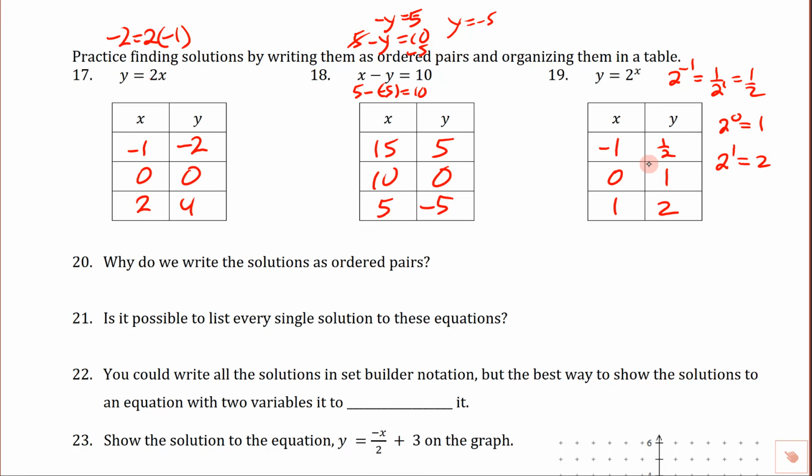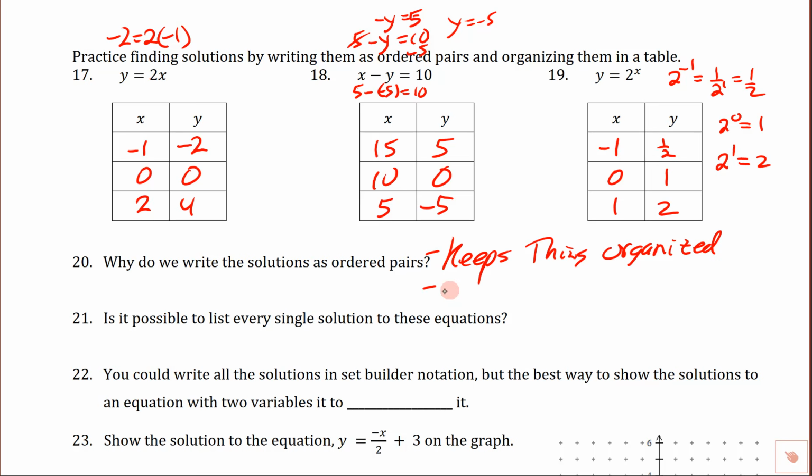I could make a whole ton of answers. Now the question here is, why do we write the solutions as ordered pairs? Why do we always write the x first and the y second? Well, first of all, it keeps things organized. And when things get a little bit complicated, anything we can do to keep them organized is going to be really helpful.